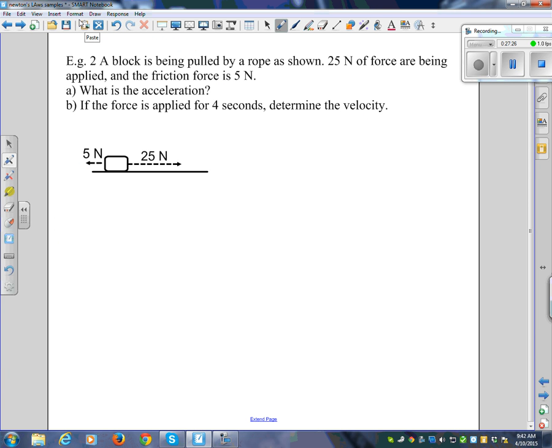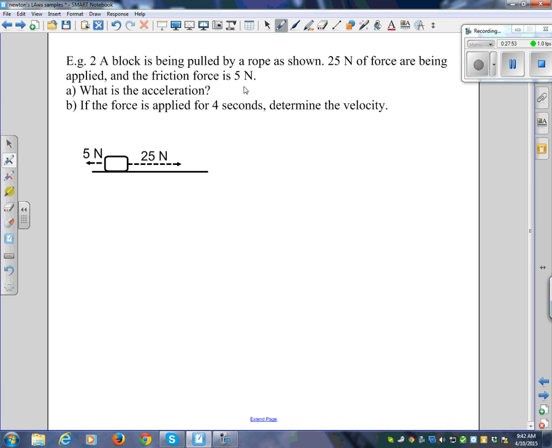Okay, here's example 2. It's already written up there for you, right? Nothing to diagram. No, you might have to draw the diagram. A block is being pulled by a rope as shown. 25 newtons of force are being applied and the friction force is 5. What is the acceleration? The force is applied for 4 seconds. Determine the velocity at the end of that 4 seconds.